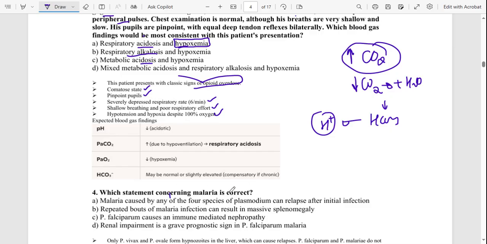So remember, we want what is correct concerning malaria. When you look at A, malaria caused by any of the four Plasmodium species can relapse. This is not true. Relapse is only because of those hypnozoites. Those are the ones that are going to show relapse, and specifically that is ovale and vivax.